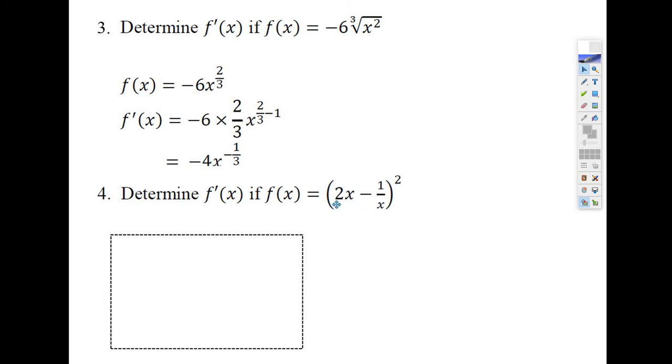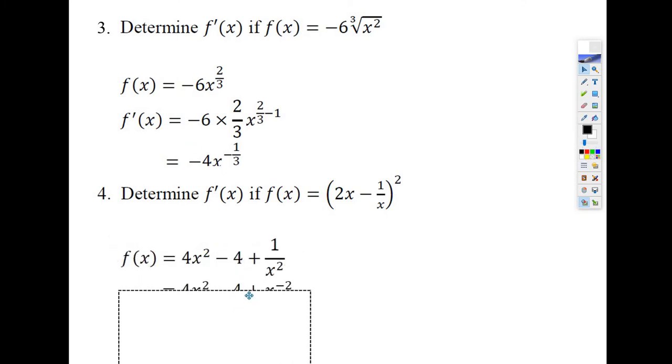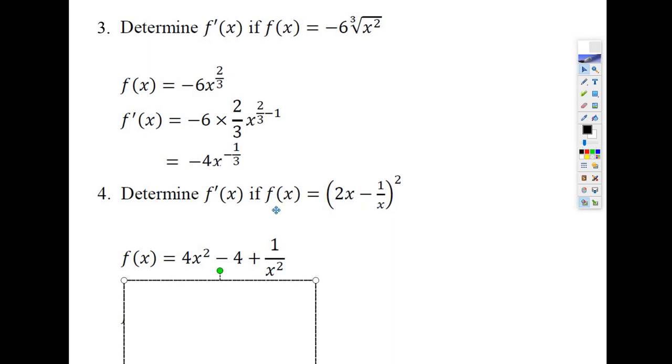What about something like this? Well, this is 2 separate things. That's not ax to the n. But what if we did FOIL on this? And now you have to go 2x minus 1 over x times 2x minus 1 over x, and then multiply it all out. And if you do that carefully, you'll see that you get 4x squared, 2x times 2x, 1 over x times 1 over x is 1 over x squared. But the outside and the inside, the x's cancel. You get minus 2 and another minus 2, you'll get minus 4. So multiply that out carefully, and you'll get that.